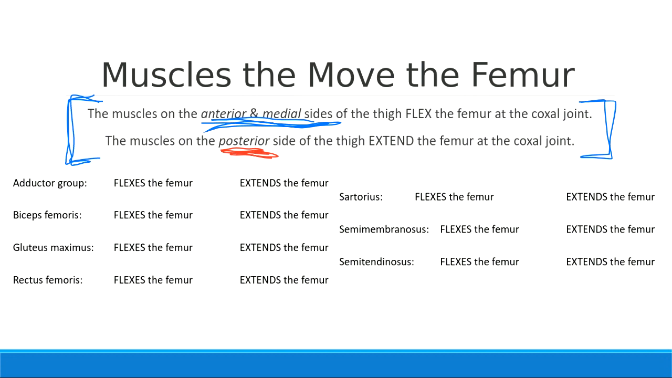I'm not going to give you 2. See what I just put in the chat there? Number 1 is anterior and medial. Number 2, biceps femoris. Tell me, is that one anterior and medial or posterior? Gluteus maximus, anterior, posterior. Rectus femoris, anterior, posterior.